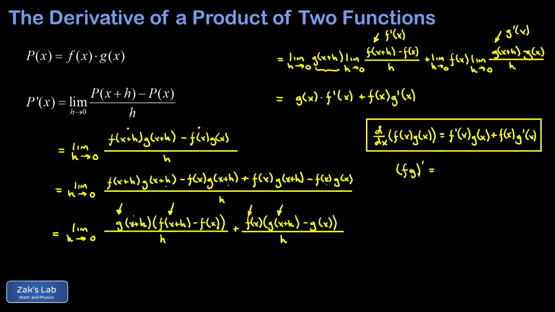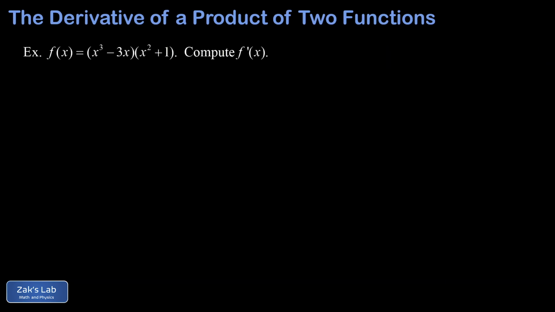So I'm writing on the left-hand side (fg)', in other words, the derivative of the product of the two functions. And then on the right-hand side, I go f'g + fg'. Again, two terms, and in each one of them, only one of the original functions is differentiated. So here's our example. And the only functions we've learned to differentiate so far are actually polynomials, or you could call them linear combinations of power functions.